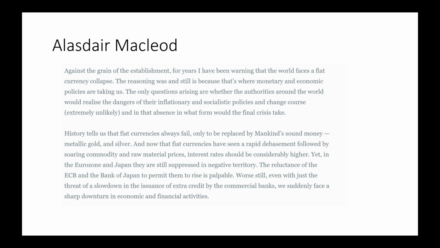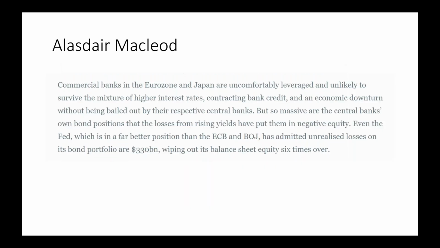Macleod says now that fiat currencies have seen a rapid debasement and we've seen commodity prices go through the roof, interest rates should be considerably higher. Yet in the Eurozone and Japan, they're still suppressed in negative territory. The reluctance of the European Central Bank and the Bank of Japan to permit them to rise is palpable. Even with just the threat of a slowdown in the issuance of extra credit by commercial banks, and again, credit spends just like cash, he said we're now facing a sharp downturn in economic and financial activities.